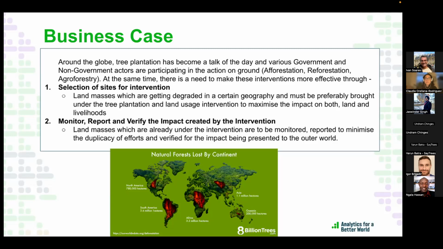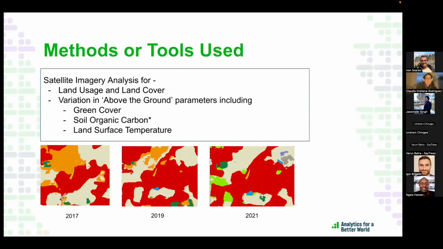On the other side, once the trees are planted, we need to monitor, report, and verify the impact created by the intervention. Moving forward, the method and tool that I used is satellite imagery analysis. I am very new to data analysis. We used to collect satellite imagery, but only to see the first order impact, that is the visual impact in the geography.